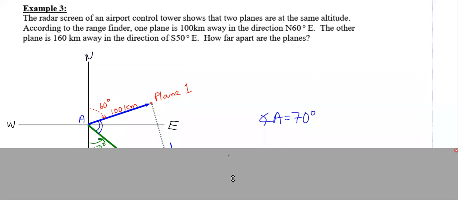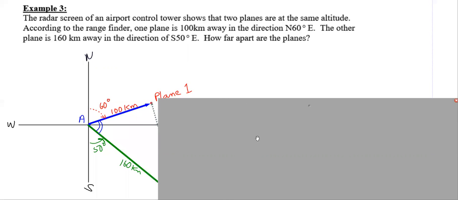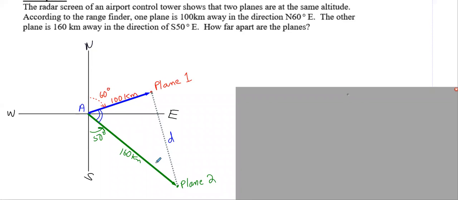All right, so let's take a look at the diagram for this one. Now, this one's a little bit more simplistic, simply because we don't need the dual bearing. So this here is the A for the airport control tower. One plane is 100 kilometers away, in a direction of north, and then go towards the east 60 degrees. So that's where that's coming from, and then you draw that line in there. The other plane is 160 kilometers away in the direction of south, 50 degrees to the east. And that's where that measurement's coming from.